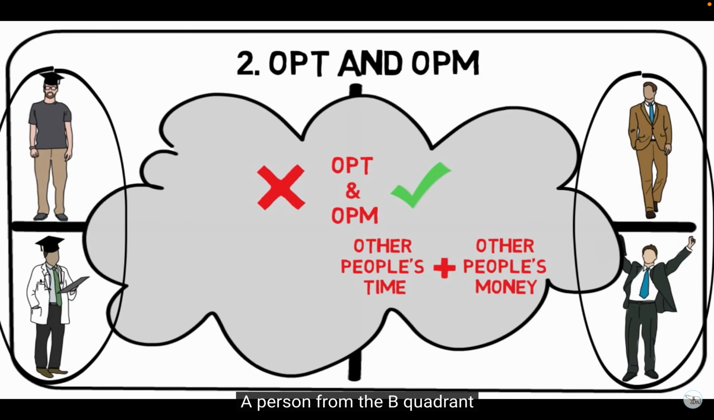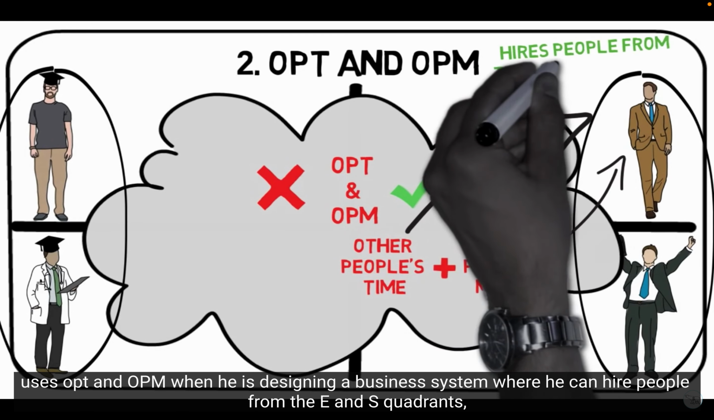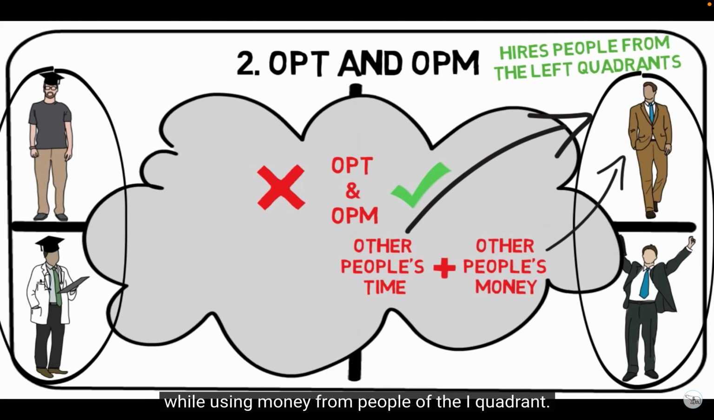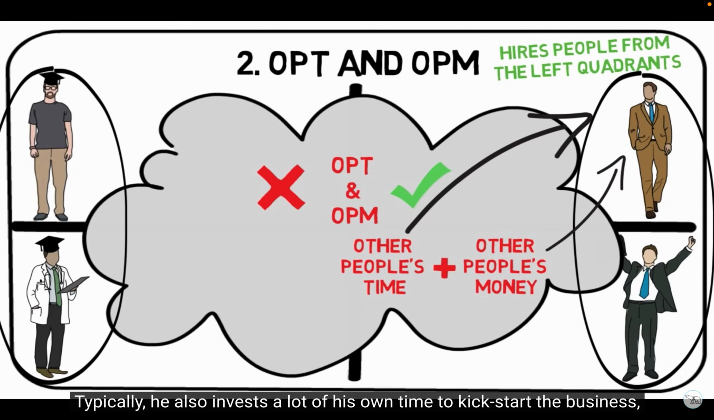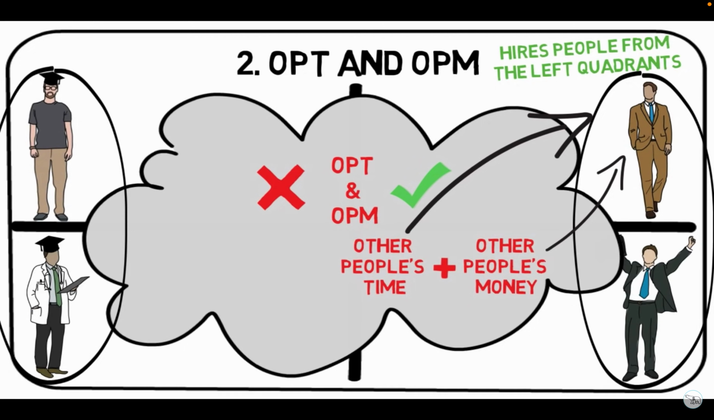A person from the B quadrant uses OPT and OPM when he is designing a business system where he can hire people from the E and S quadrants while using money from people of the I quadrant. Typically, he also invests a lot of his own time to kickstart the business, but in the long run, this is not essential, and becoming a more passive owner of the business is possible.